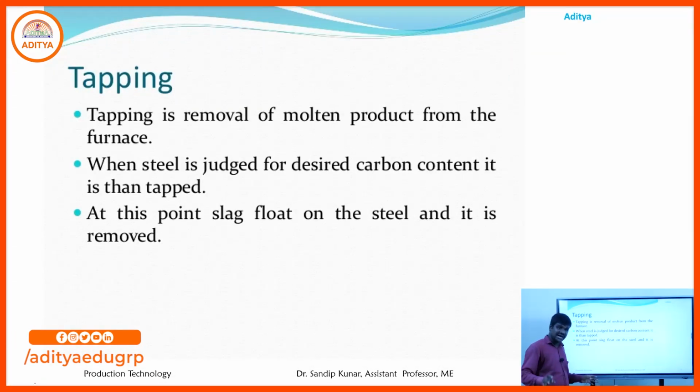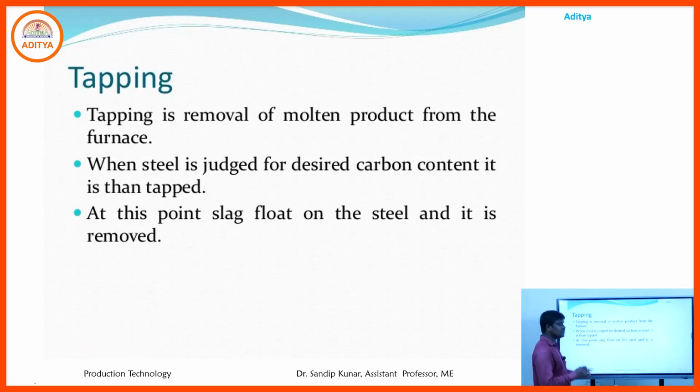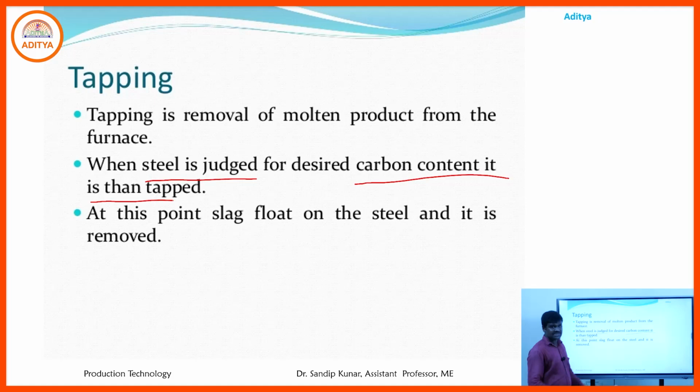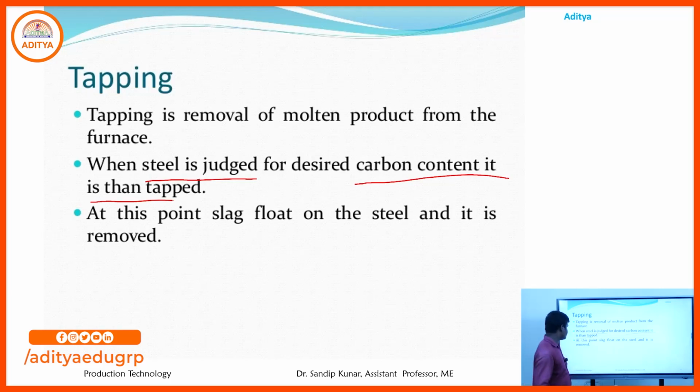After removal of all the oxides or impurities from the molten metal, we start the tapping. Means from the tapping hole we take out the final molten metal. When the steel has reached the desired carbon content, it is tapped. After conversion of the molten metal, we do some observations and experimentation to find the carbon content, and by that we decide. After that we do the tapping operation.